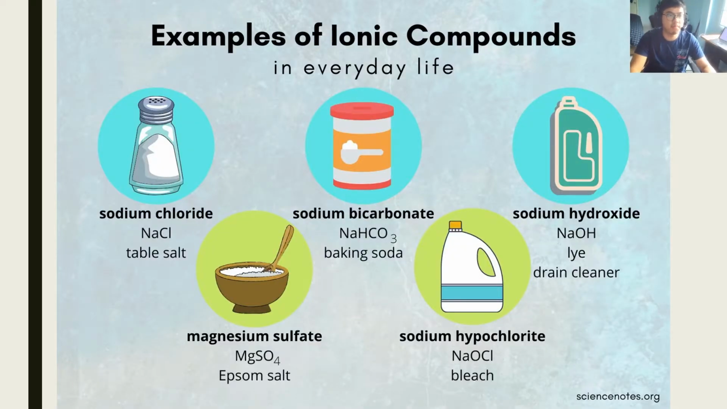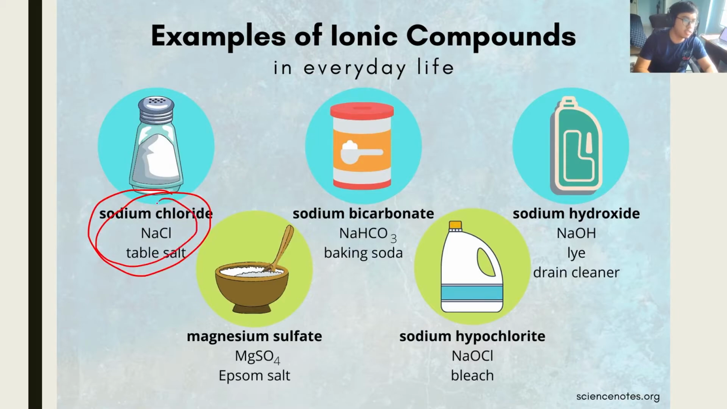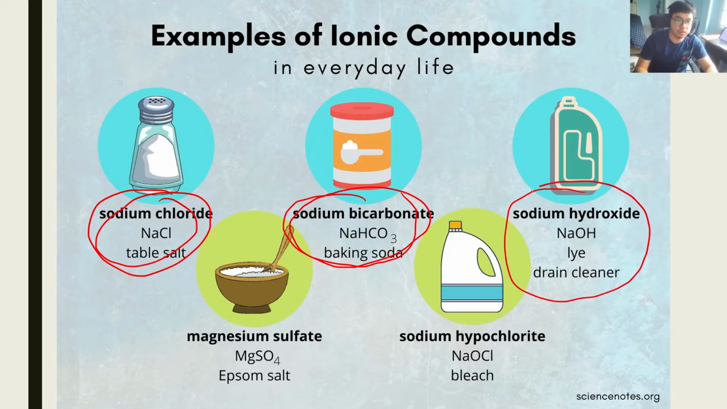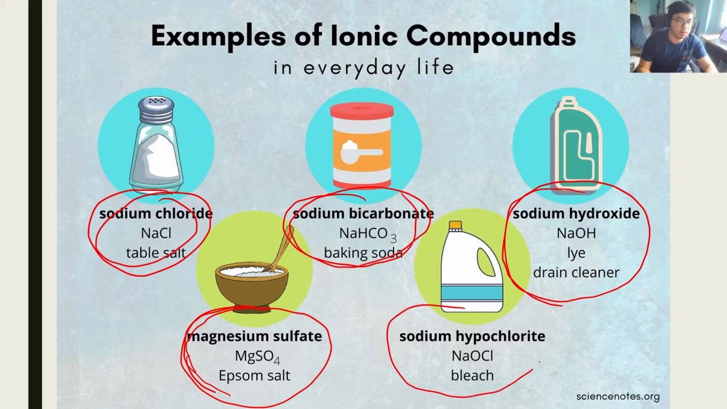Here are some examples of ionic compounds in daily life. So you have sodium chloride, which is table salt. You have sodium bicarbonate, which is inside baking soda. And you have sodium hydroxide, which we use as cleaning liquids. You have magnesium sulfate, which is in Epsom salt. And then sodium hypochlorite, which is in bleach.